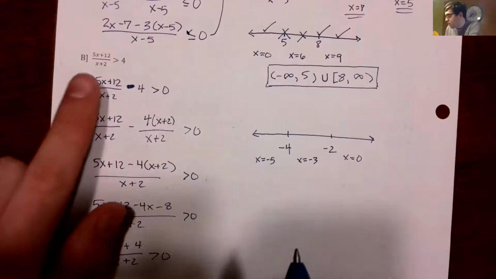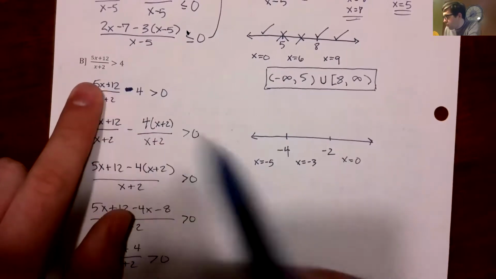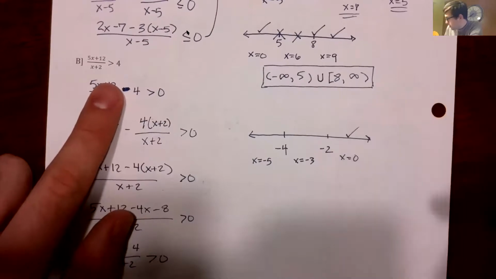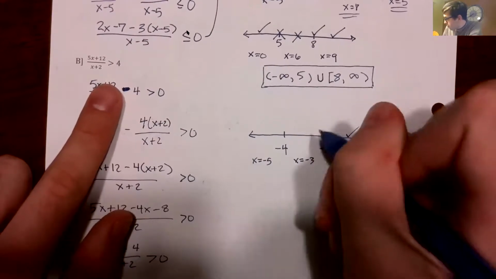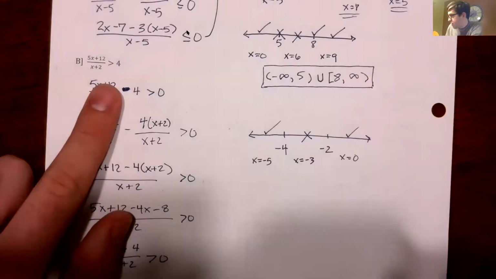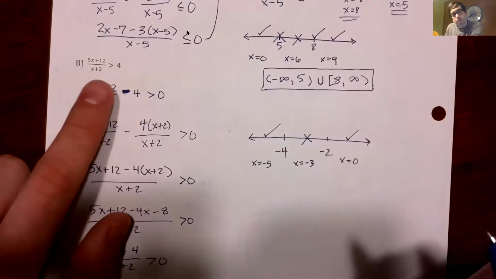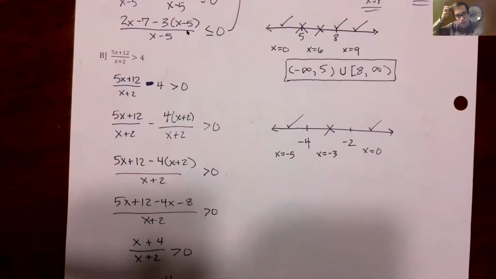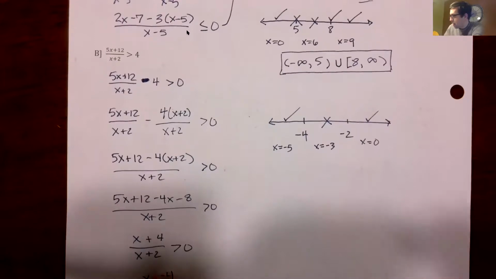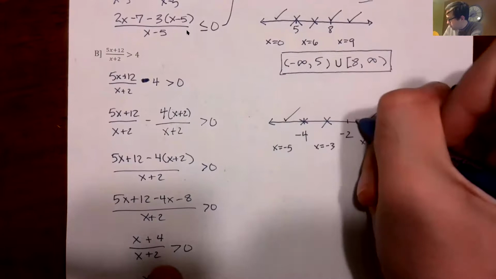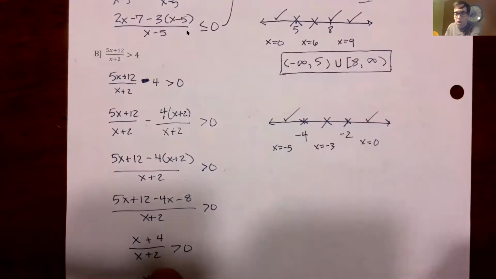So if you plug in 0, you're going to get 12 over 2, which is 6. 6 is greater than 4, so it worked. If you plug in negative 3, you're going to find that it does not work. And if you plug in negative 5, you'll find that it does work. Hey, good news. This question is greater than. It is not greater than or equal to, so we don't have to check the endpoints. If you want, you can even just cross them off because we know that they're not going to make this true.